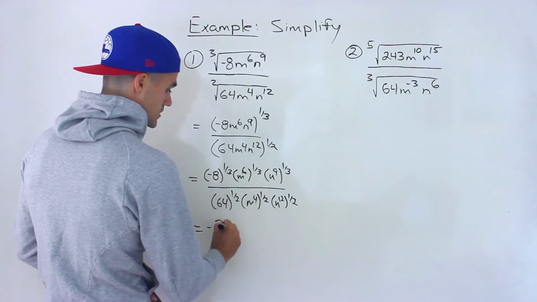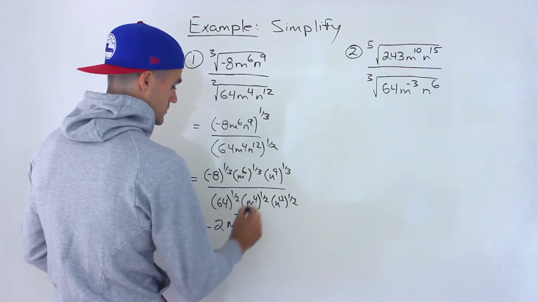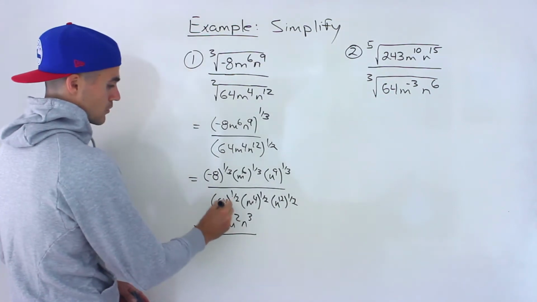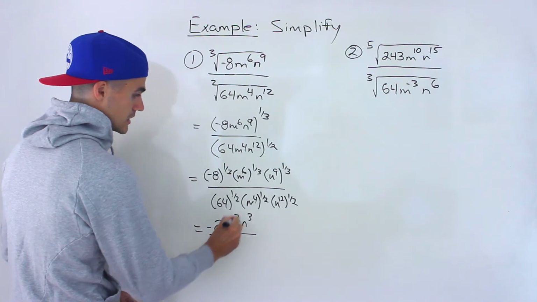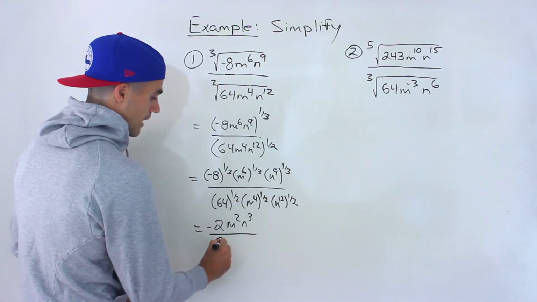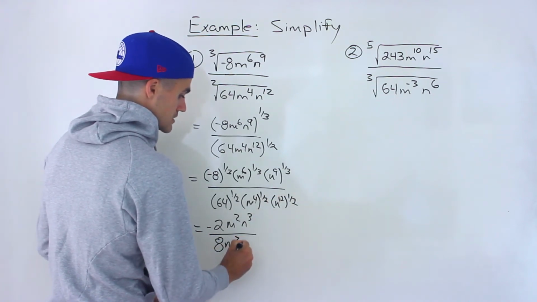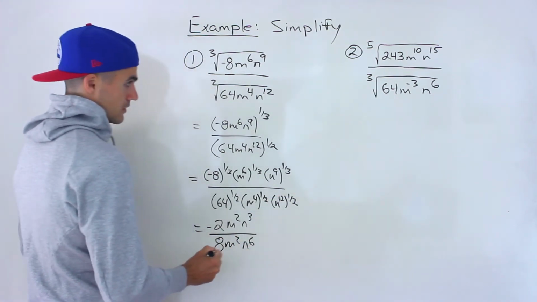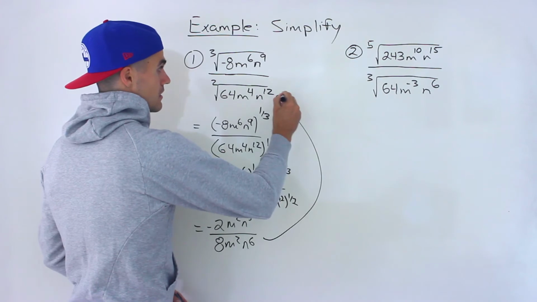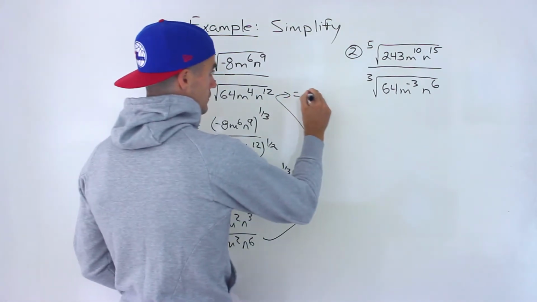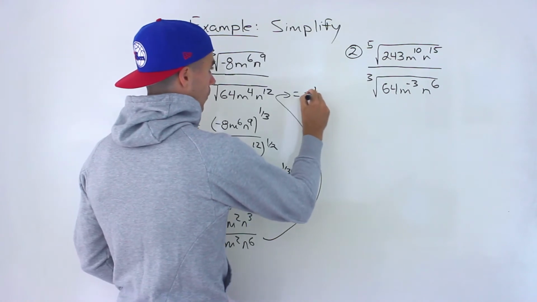6 times 1 over 3 is 2. 9 times 1 over 3 is 3. All over the square root of 64 is 8. 4 times 1/2 is 2, and then 12 times 1/2 is 6. And so then notice this here, what's it going to simplify to? Well, -2 over 8, that would give us -1 over 4.